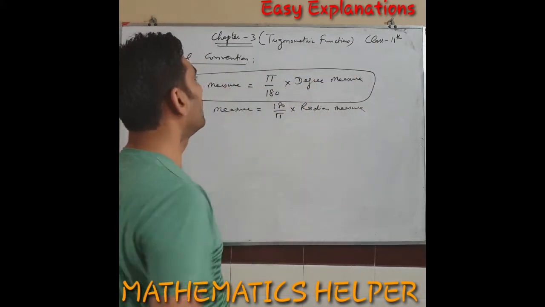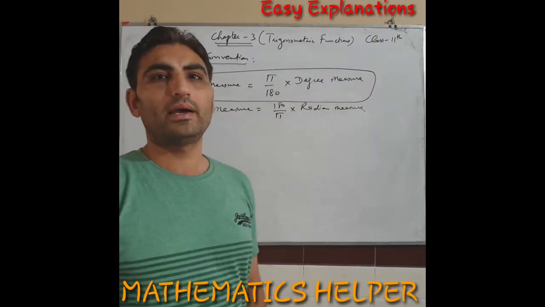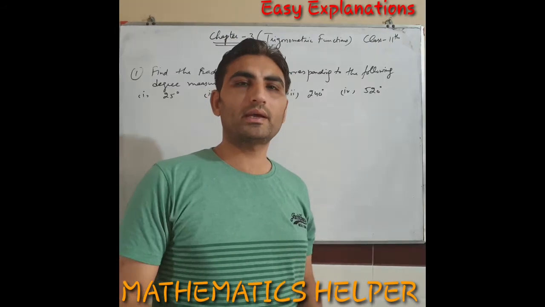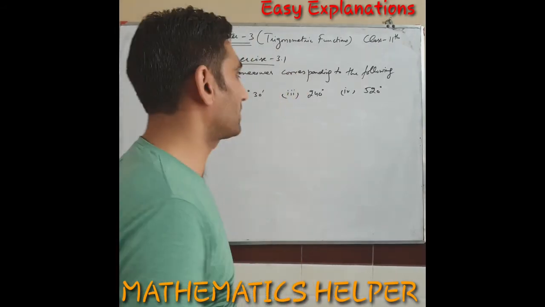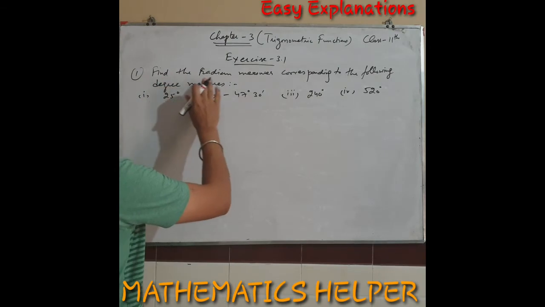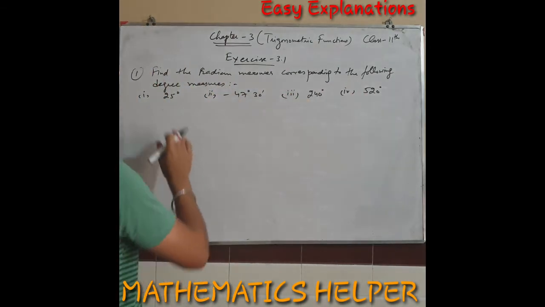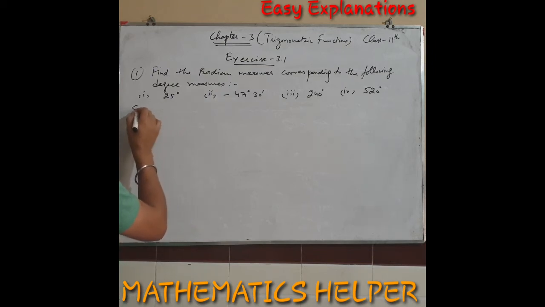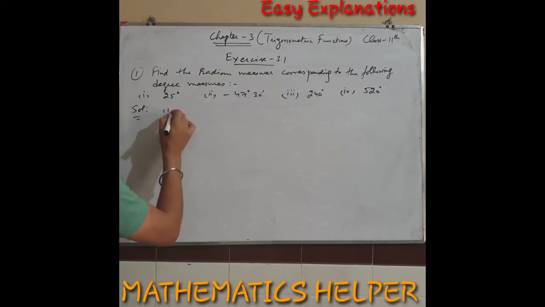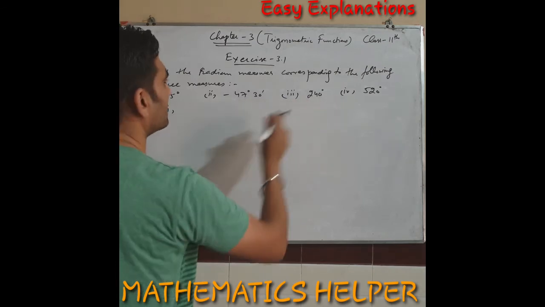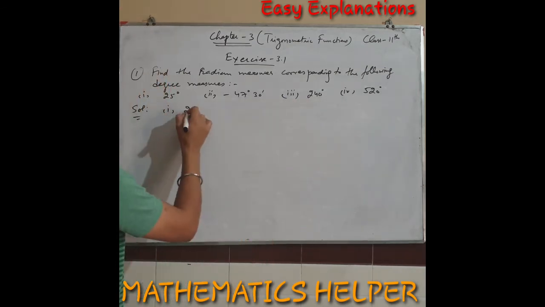Now we will see what are the questions given in our exercise 3.1. In exercise 3.1, we have our question number 1. Find the radian measures corresponding to the following degree measures. So we have the first part, 25 degree. Let's start from the first part. There are 4 parts. The first part is 25 degree.